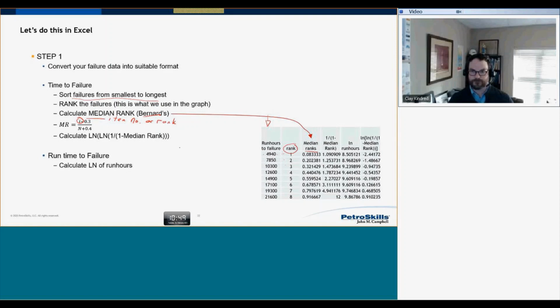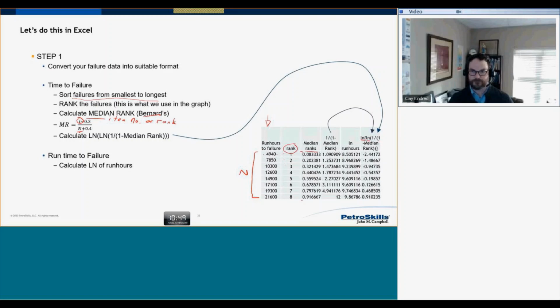N, that's just the total number of entries that you have. So you do that calculation. Again, we can do this in Excel. Nice thing about this is it always goes from 0 to 1. Now, because we're talking about failure data, we're going to invert this, and what works best is 1 over 1 minus the median rank. And then we're going to take the log of that.